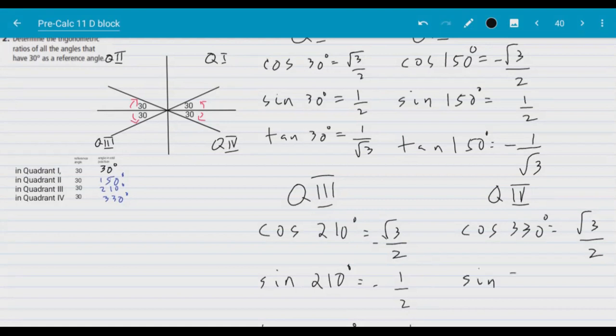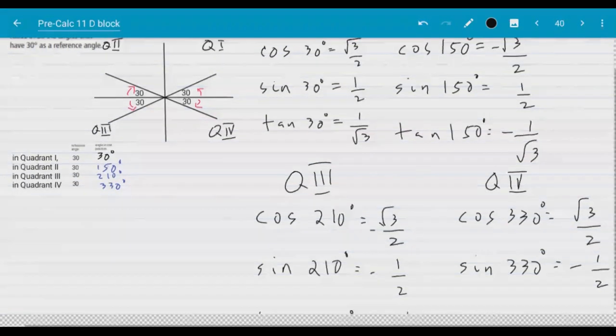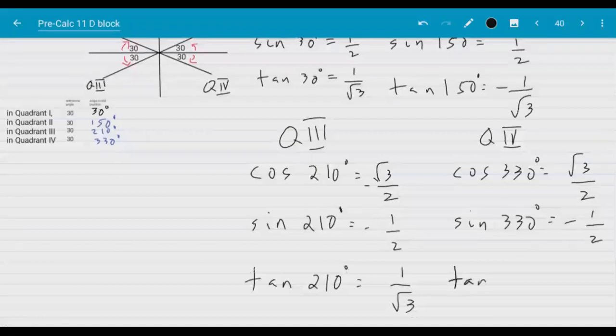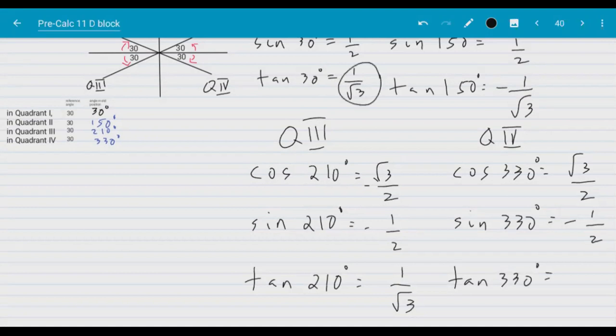What is the sine of 330? It's going to be this one, except that we ask ourselves whether it's going to be positive or negative. And the sine value in the fourth quadrant is negative, okay? While the last one, tangent of 330, will also be this one, but then we ask ourselves, is it going to be positive or negative? And in the fourth quadrant, tangent is negative.